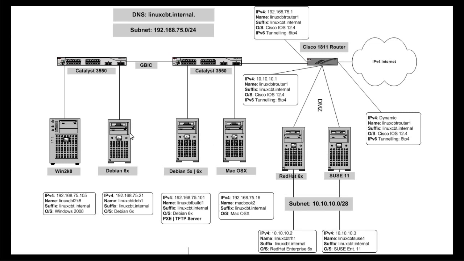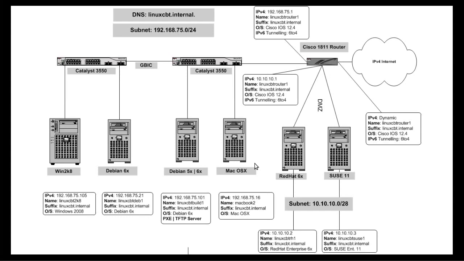Now again, we do the bulk of the work from this particular Debian 6x box named Linux CBT Deb1. From here, we're able to launch connections to all the different systems. For example, when we connect to the Windows 2K8 box, we use utilities like rdesktop to obtain a desktop session on the system using RDP over TCP 3389. When we need to connect to remote shells, say on the Debian 5x, 6x instance, or the Mac OS X instance, or the Red Hat instance, or the SUSE instance, or even the router, we use the SSH client.